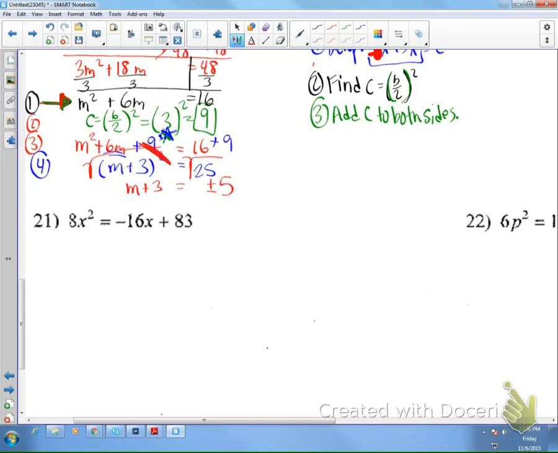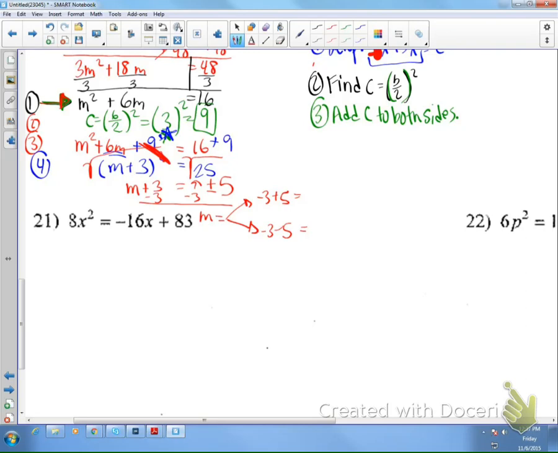And this one just has m plus 3, because those cancel out. Minus 3, minus 3. But remember that number needs to go in front of the plus and minus. So we actually have two problems. Negative 3 plus 5, because the root went away this time. And negative 3 minus 5. We have two answers.